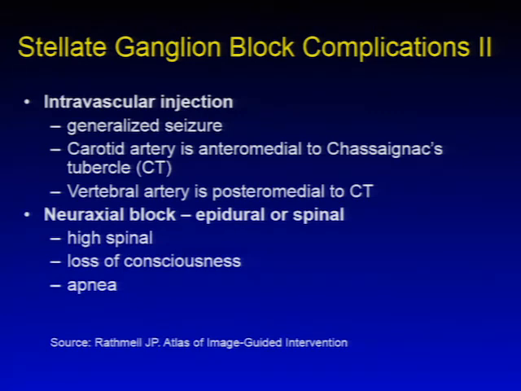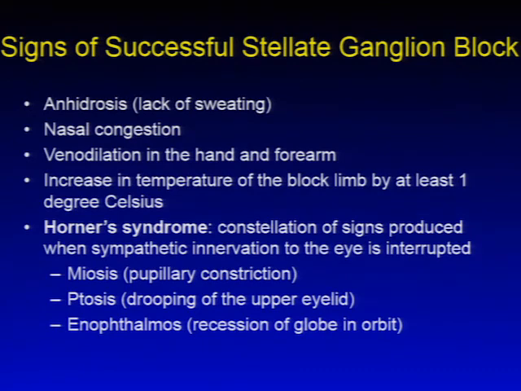However, more serious types of side effects are intravascular injections, which may result in a generalized seizure, a carotid artery injection, as the carotid artery is anteromedial to Chassaignac tubercle, and the vertebral artery is posteromedial to the Chassaignac tubercle. A neuraxial block may occur if there is accidental injection of the local anesthetic into the epidural or spinal space, resulting in a loss of consciousness and apnea.